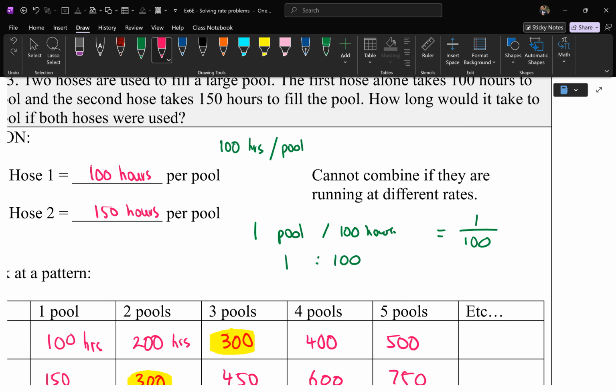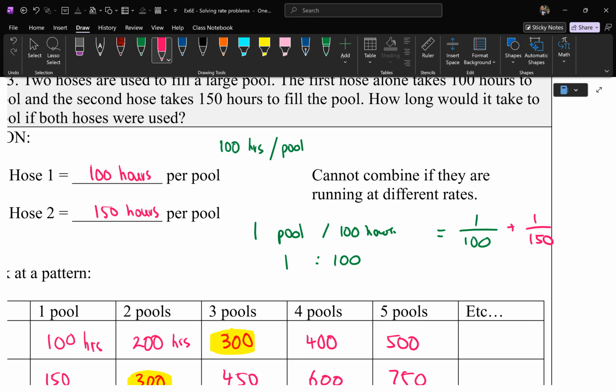Why can't you add this one with the other one? Because this one now means for one pool, it's 150 hours. And we know with fractions, different denominators means they're different rates or different items. You can't add them. But what you can do is use what you've learned in chapter 3. You can add them when they have the same rate or same denominator. This is where you look for LCMs. 100 and 150 is pretty much what this table was doing. This table was helping you to see lowest common multiple.